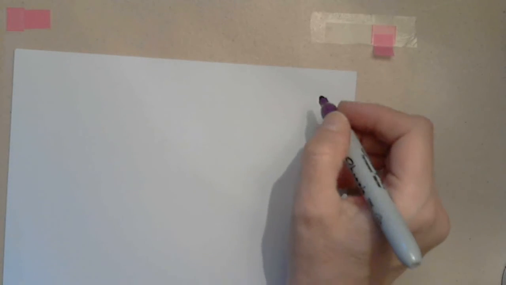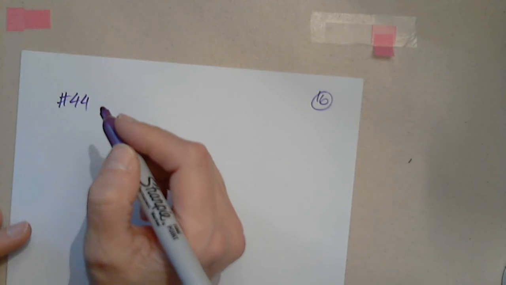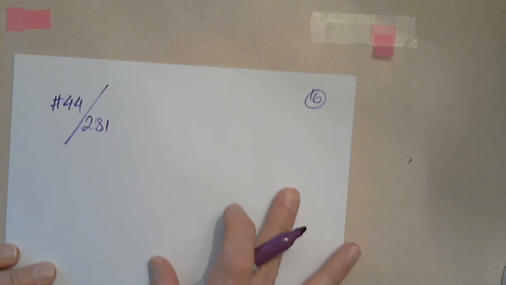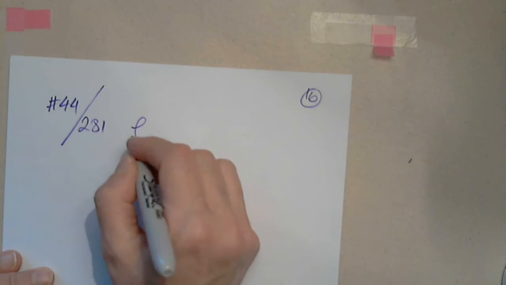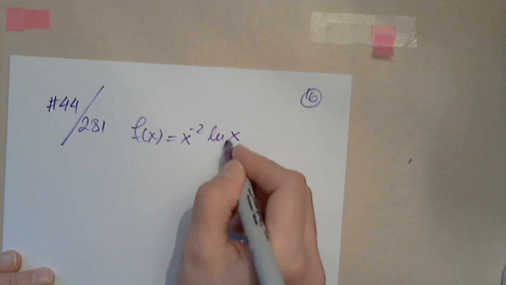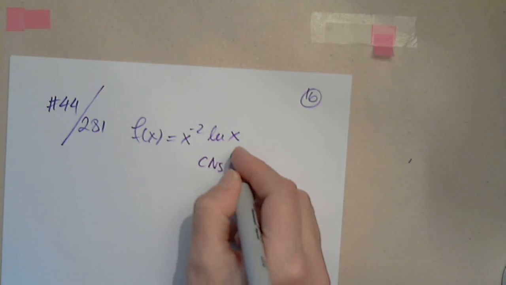Let's go back to, I think this is 16. One other function caught my eye in 44 with critical numbers. 44 on page 281. We have f of x equals x to negative 2 natural log x. We're asked to find critical numbers.